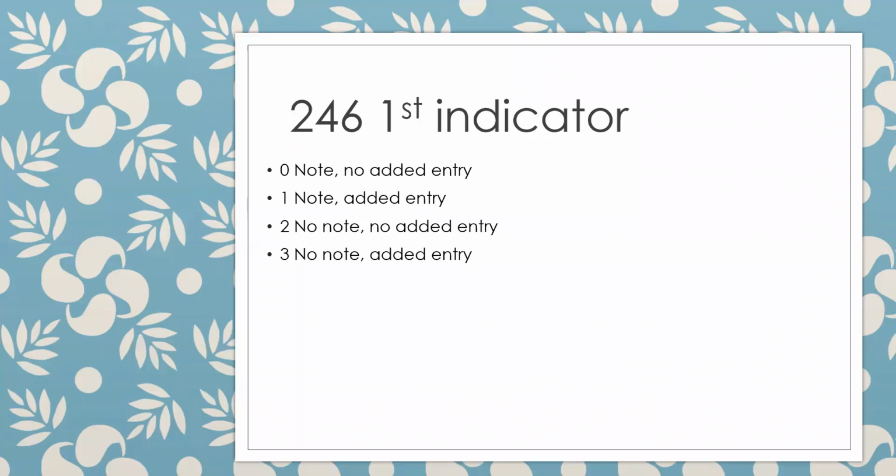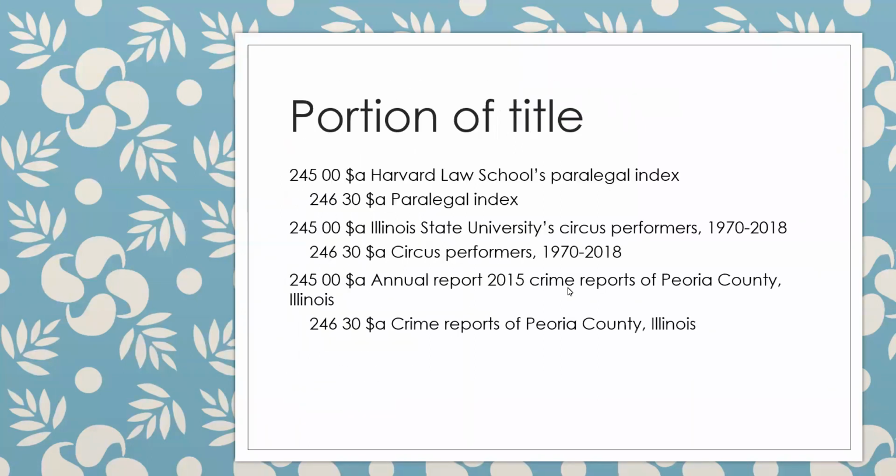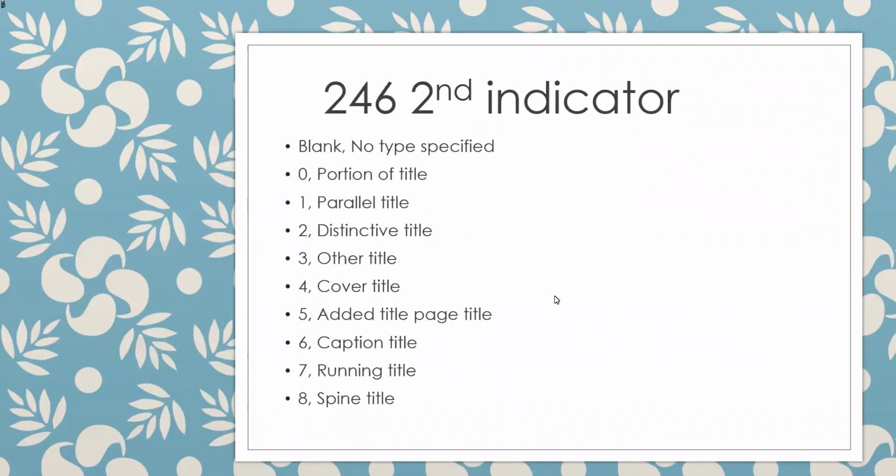And again, this is all from OCLC Bibliographic Formats and Standards, and we're going to cover some of these examples next. But first, we're going to go to the 246 second indicator. As you can see, the second indicator of the 246 field is for the type of title. If the second indicator is blank, that means there's no type specified.